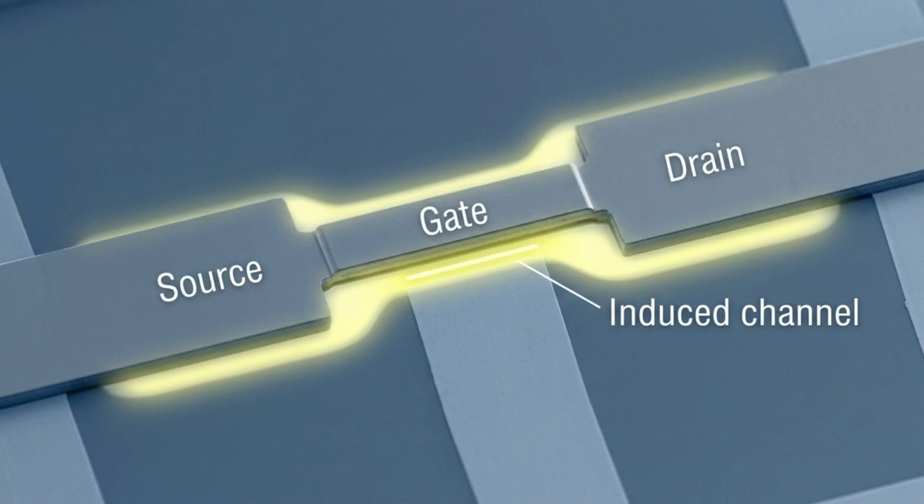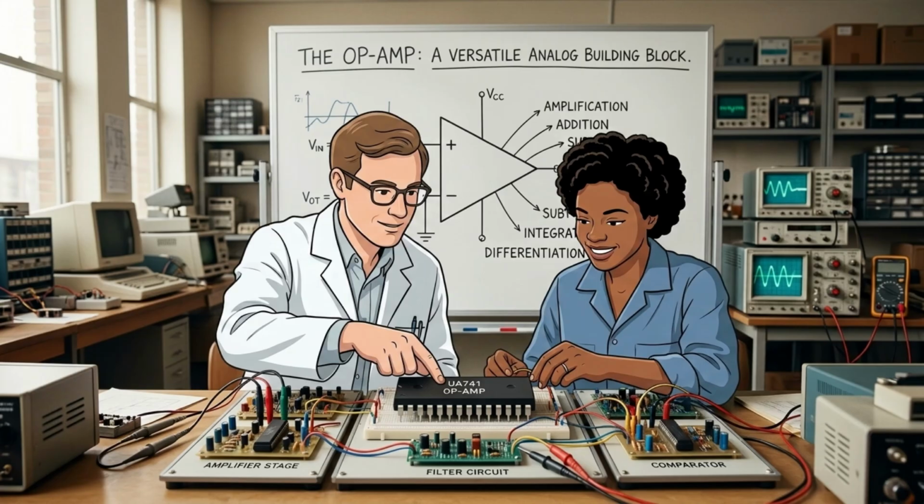In the previous lesson, we learned that transistors can operate in both linear and nonlinear regions depending on the application. While individual transistors are powerful building blocks, designing complex analog circuits directly from discrete transistors can quickly become difficult. Engineers needed a simple, versatile device that could perform amplification and many other analog functions using a standard building block. This led to the development of the operational amplifier, commonly known as the op-amp.